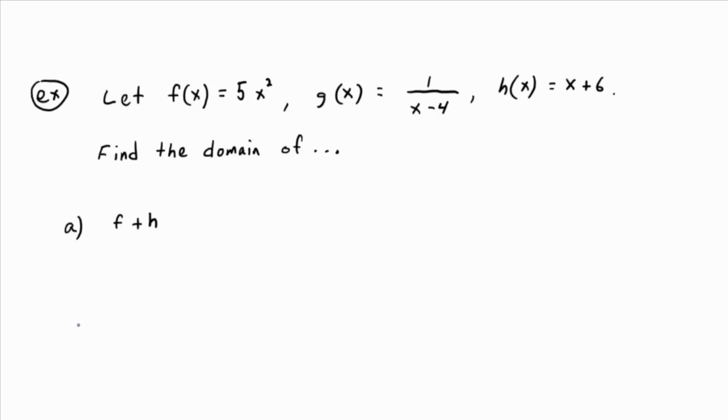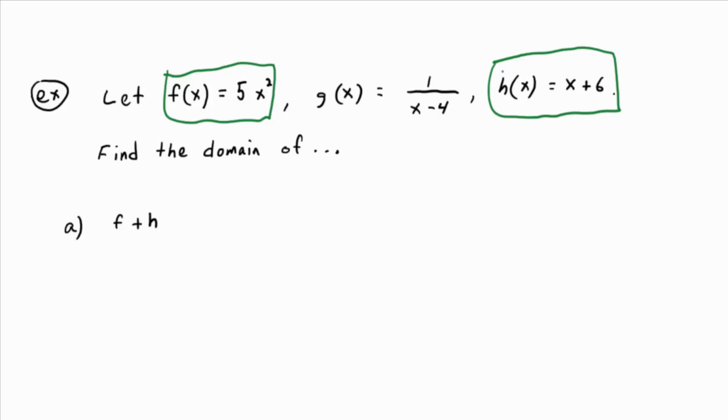Okay, so again, to focus your attention, f is here, 5x squared. h is here, x plus 6. So notice what I'm not doing. I'm not asking you to add these together. It would be easy enough to add them together, right? There are no like terms, so if you added them together, you'd get 5x squared plus x plus 6. But I'm not doing that. I'm asking you, what's the domain of f plus h? If you were to add them together, what are you allowed to plug in?